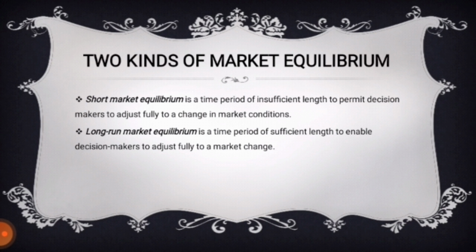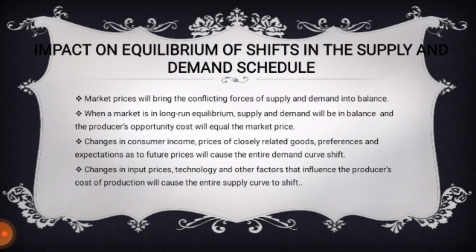And the second is long-run market equilibrium. It is a time period of sufficient length to enable decision makers to adjust fully to a market change. For example, in the long run, producers will have time to alter the utilization of all productive factors, including the heavy equipment and physical structure in their plants. So here are some impacts on equilibrium of shifts in the supply and demand schedule.